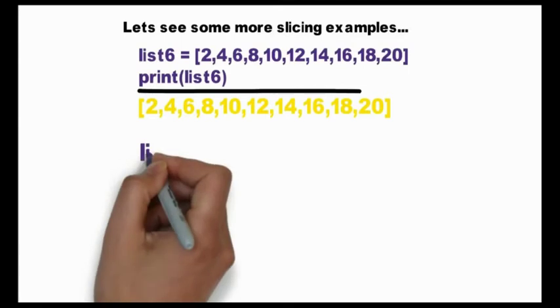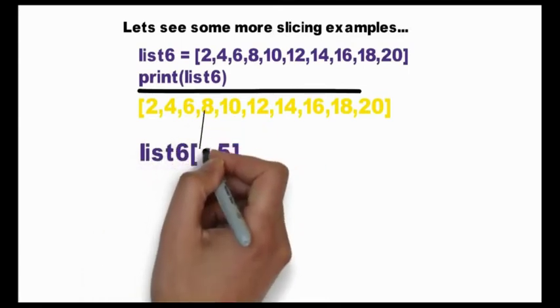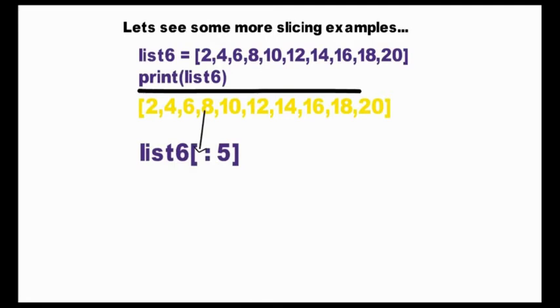Let's see some more slicing examples. So list6[:5]. If we skip the starting index, it will slice from index 0. So in our example, elements from index 0 to index 4 will be fetched.